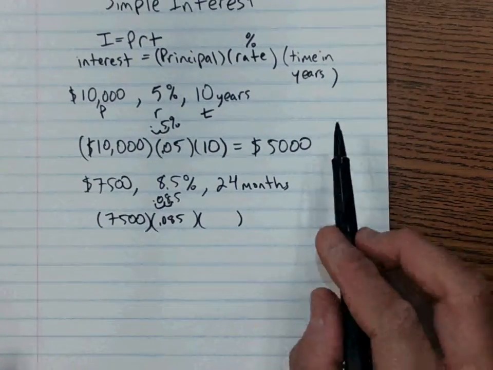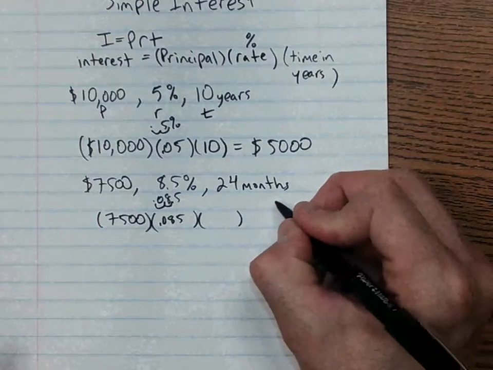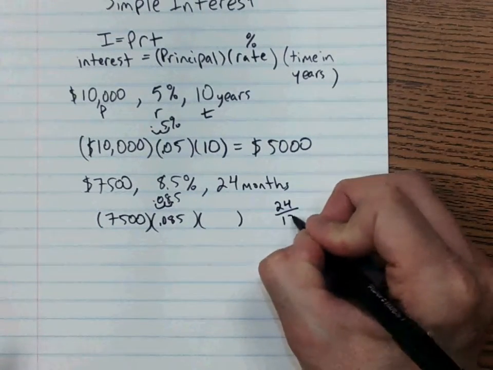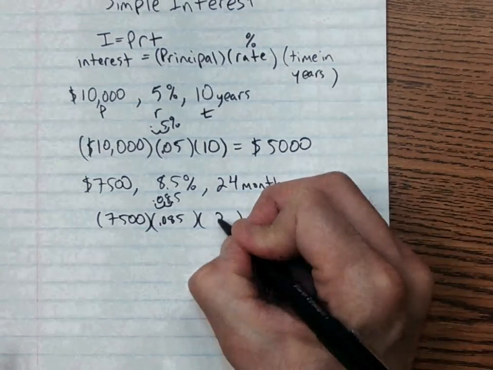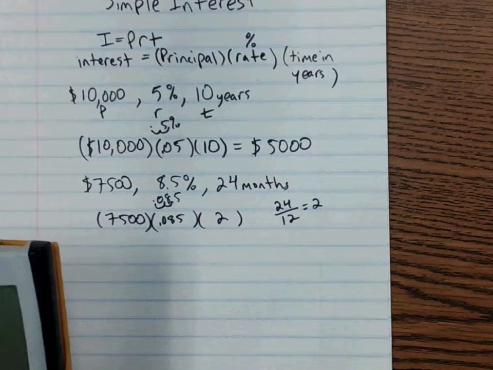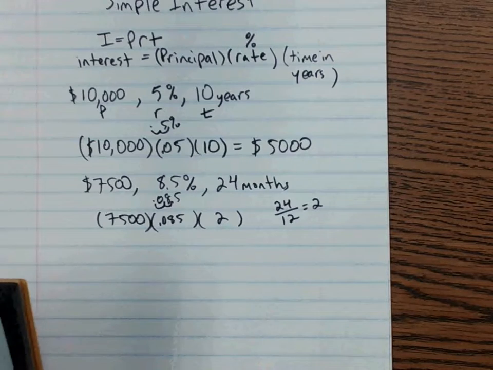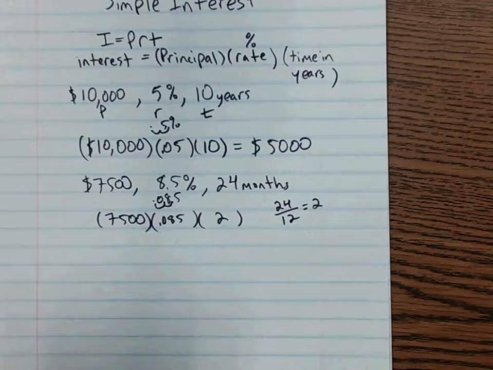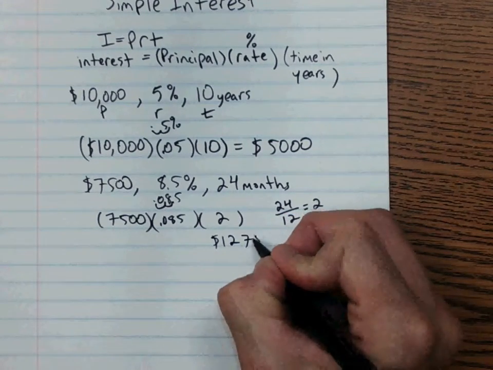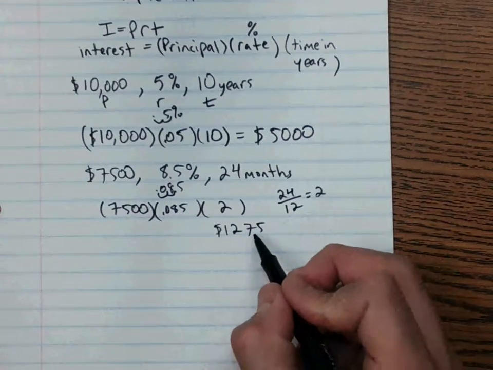Again, we said time in years earlier, so I've got to convert this 24 months to years. So I know that 1 year has 12 months, so I just divide by 12, and that's going to give me 2 years. Alright, plug it into your calculator. That gives me $1,275.